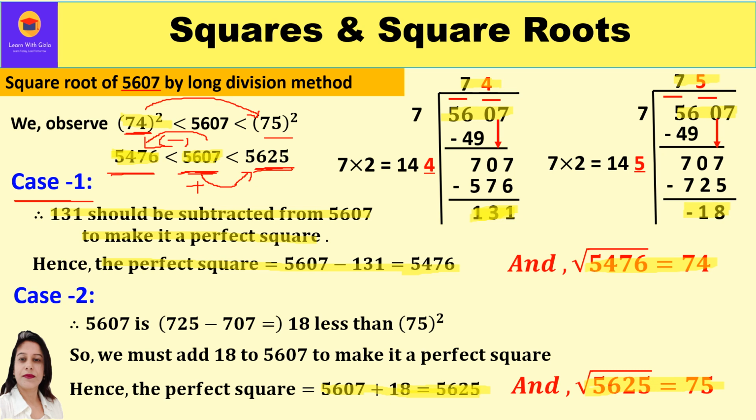So again, I'll just show you that 5476 is a square number which we have got after subtracting 131 from 5607, and 18 is the number which we added to 5607 to get 5625, which is the next perfect square number after 5476. 5476 was the square of 74 and 5625 is the square of 75. So now I hope everyone has understood both the cases properly.